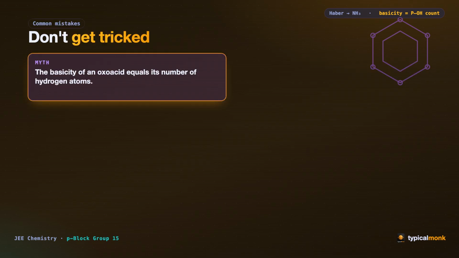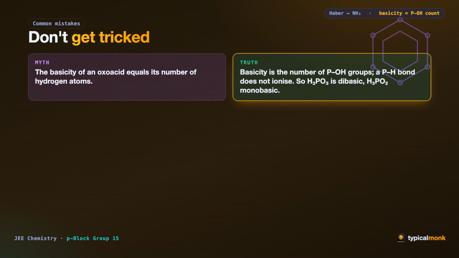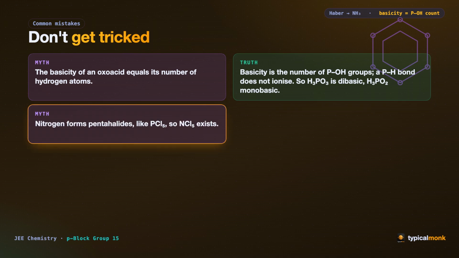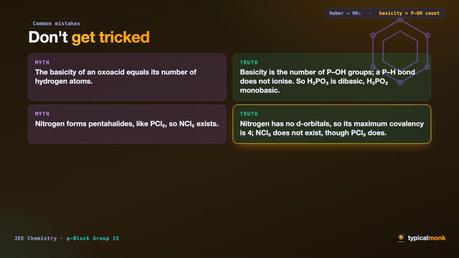Now the 2 mistakes that quietly cost marks. The myth: the basicity of an oxoacid equals its number of hydrogen atoms. The truth: basicity is the number of POH groups. A PH bond does not ionize. So phosphorus acid is dibasic, and hypophosphorus acid is monobasic. The second myth: nitrogen forms pentahalides, like phosphorus pentachloride, so nitrogen pentachloride exists. The truth: nitrogen has no d orbitals, so its maximum covalency is 4. Nitrogen pentachloride does not exist, though phosphorus pentachloride does.